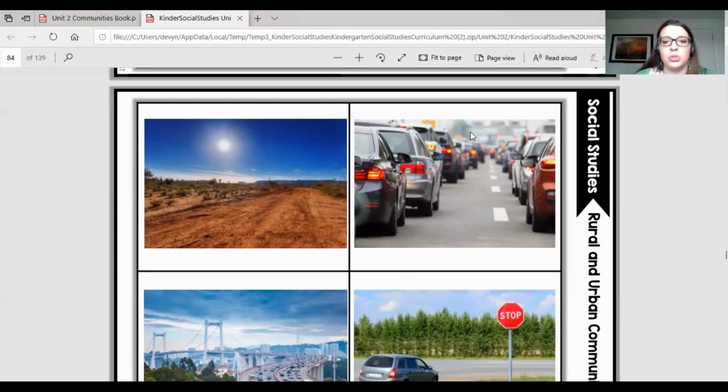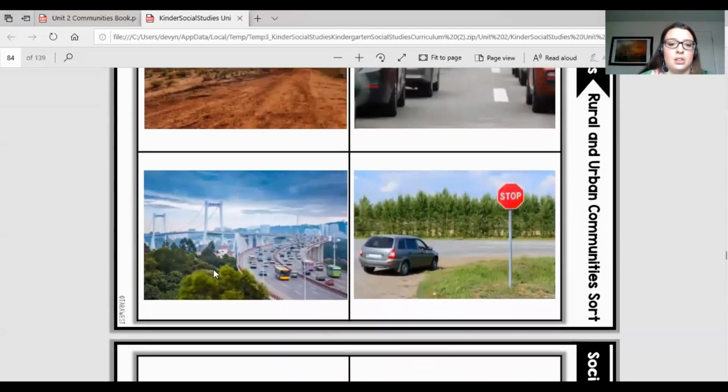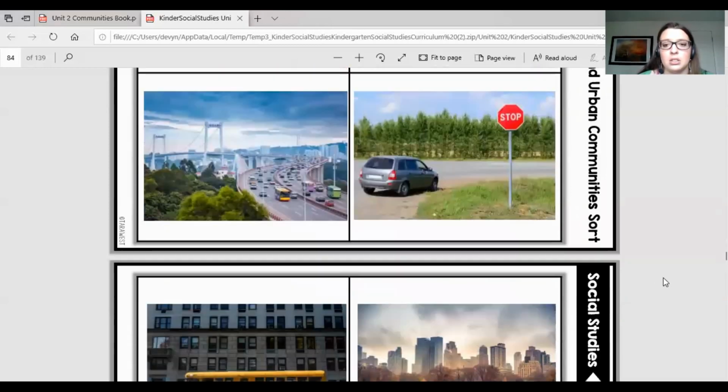What about over here? Rural or urban? Urban. There's a lot of people in those cars. There's a lot of traffic. That means it's a city or a urban community. What about this one? Urban. Good job. Look at all those cars. You are getting good at this. And look, in the background, you can see those tall buildings that are close together. What about right here? Rural. Look, there's just one car. There's a long road. There's lots of trees.